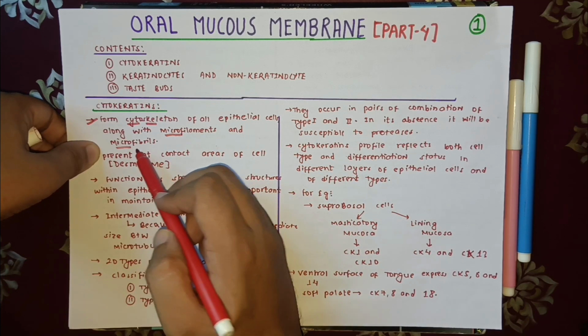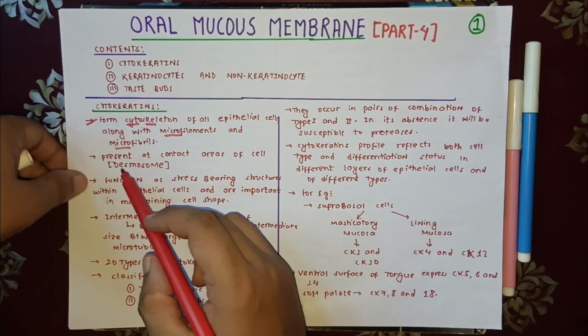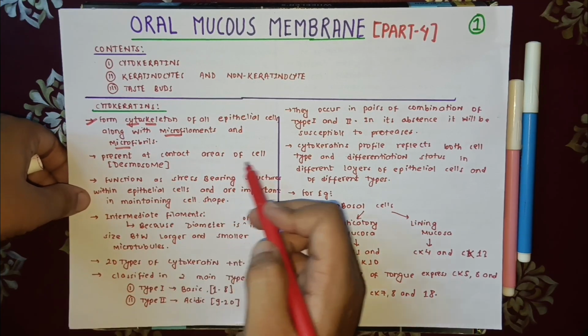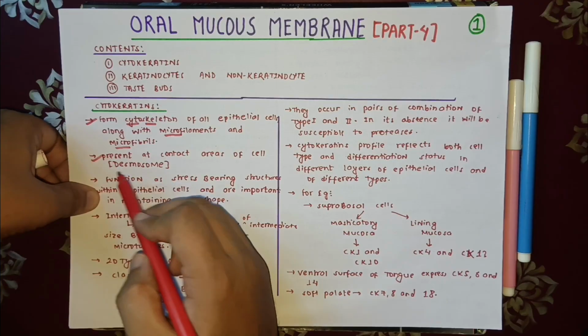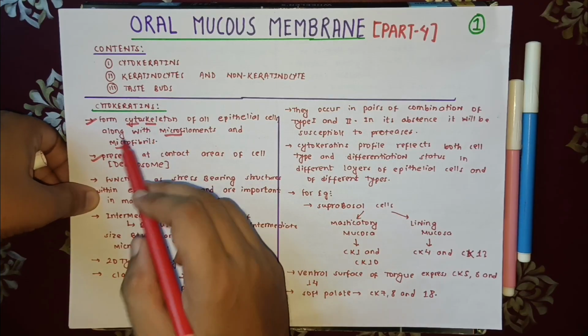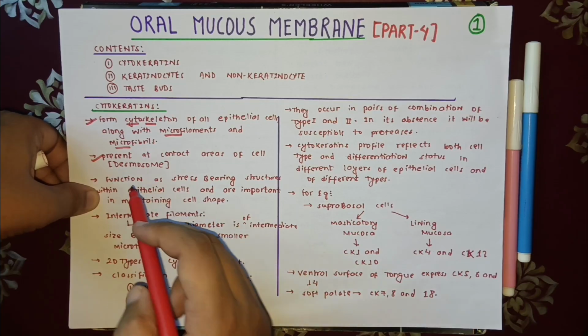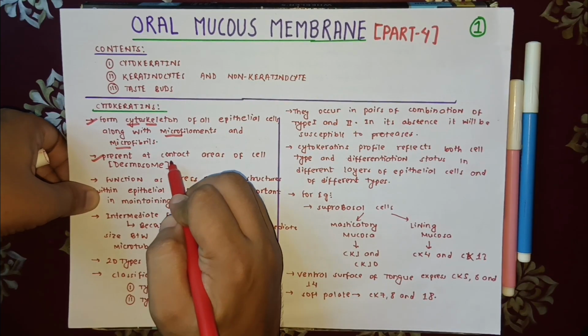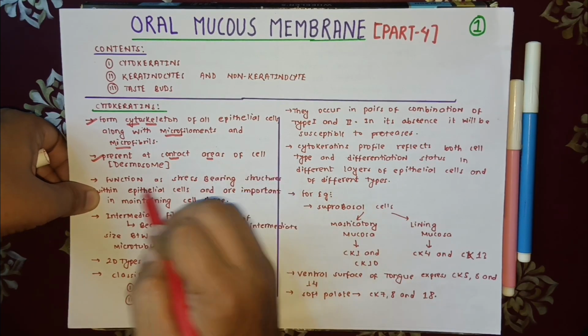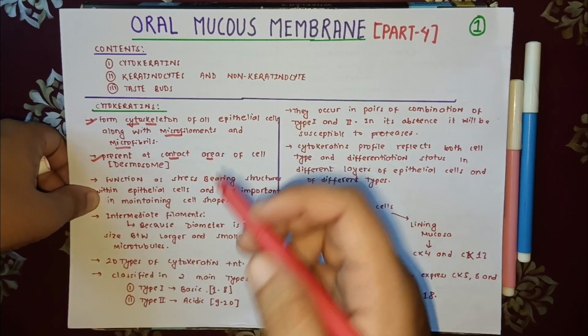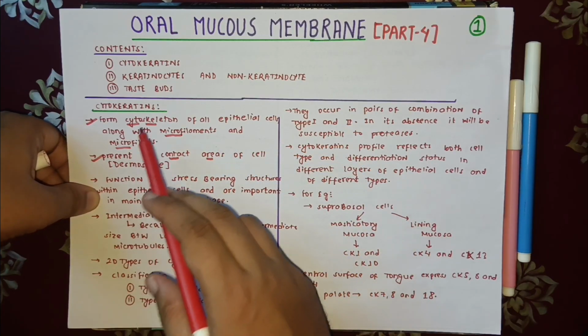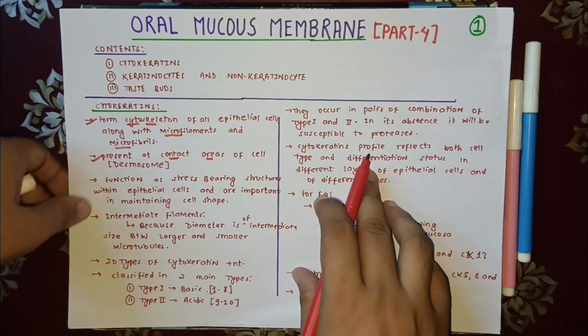Similarly, it is present at the contact areas of the cell also. It forms the cytoskeleton along with the microfilaments and microfibrils, and it is also present at the contact areas. Contact areas means desmosomes and hemidesmosomes. At those areas cytokeratins are present.